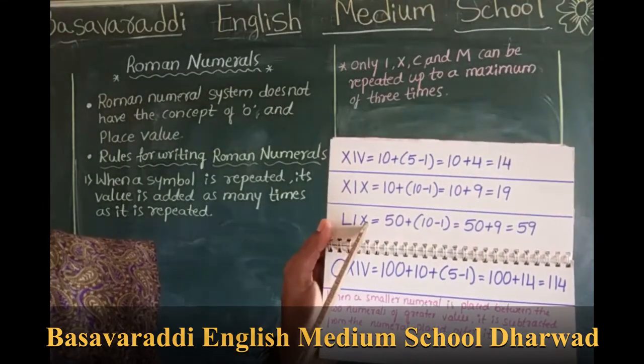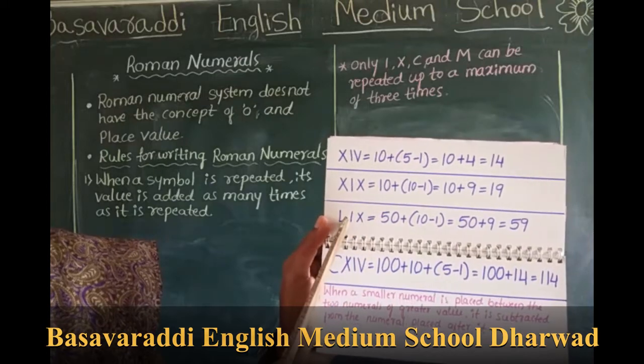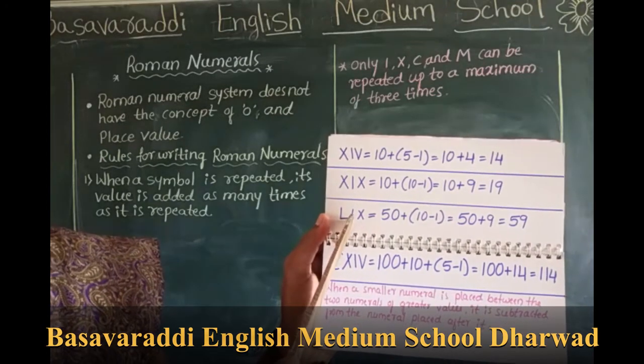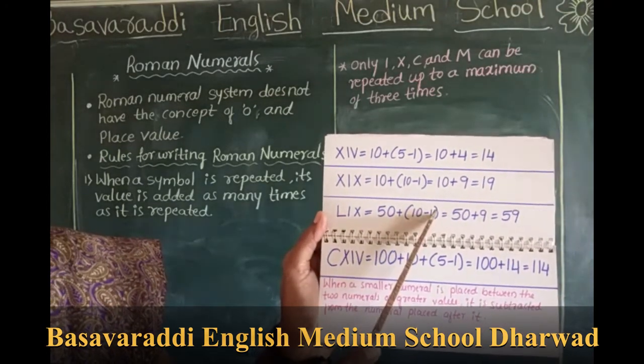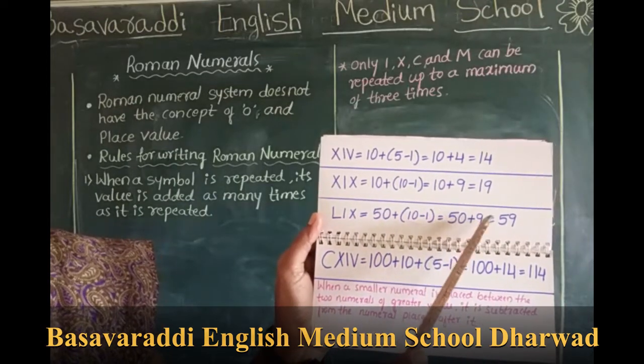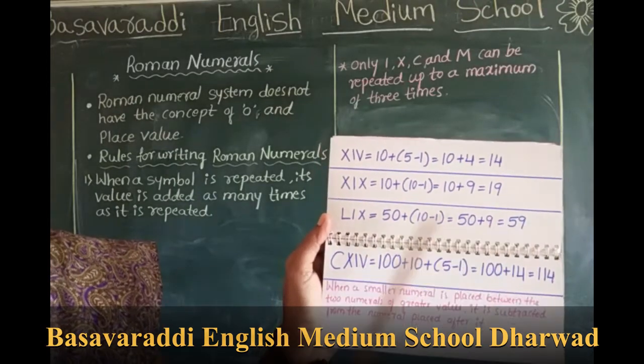L, I, X. So L shows the 50 here. Then I and X: I and X is equal to 10 minus 1, so 9. 50 plus 9 is equal to 59.